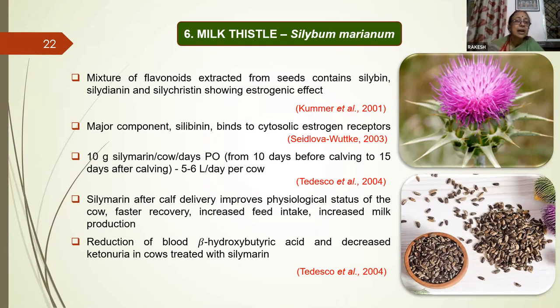cytosolic estrogen receptors. 10 grams of silymarin per cow per day, from 10 days before calving to 15 days after calving, increases milk production by 5 to 6 liters per day per cow. Silymarin after calf delivery improves the physiological status of the cow, with faster recovery, increased feed intake, and increased milk production. A reduction of blood beta-hydroxybutyric acid and decreased ketonuria in cows treated with silymarin has been reported.